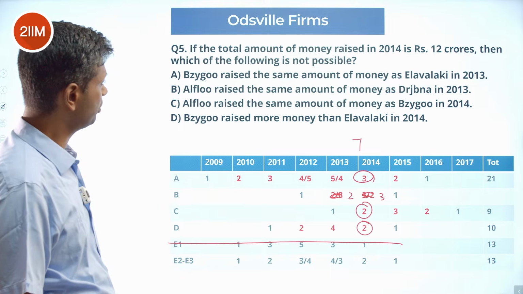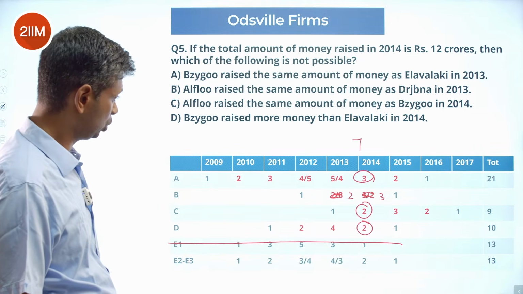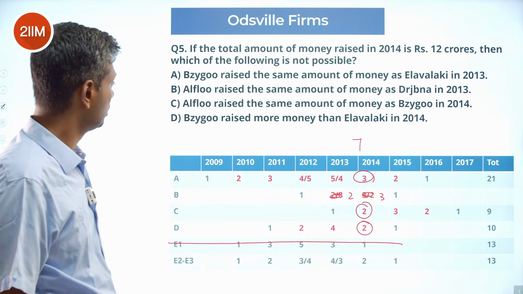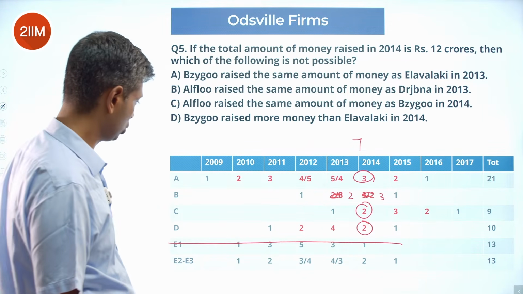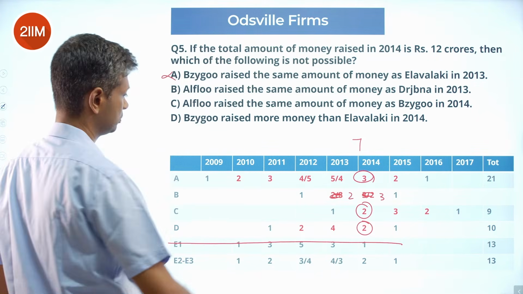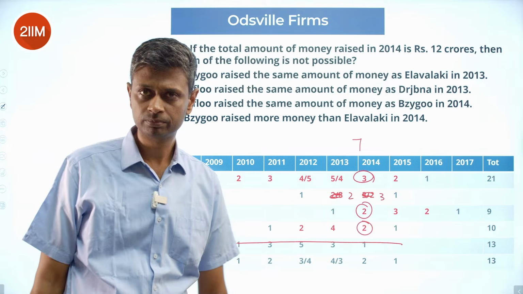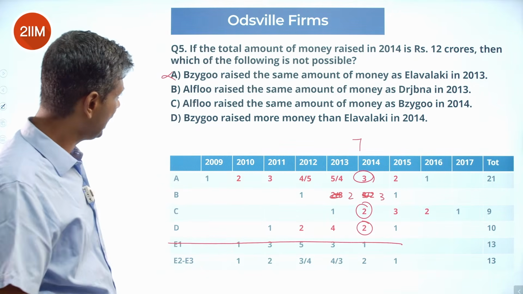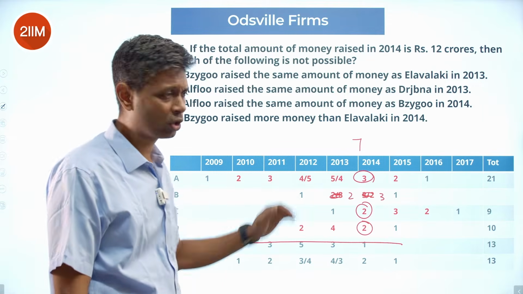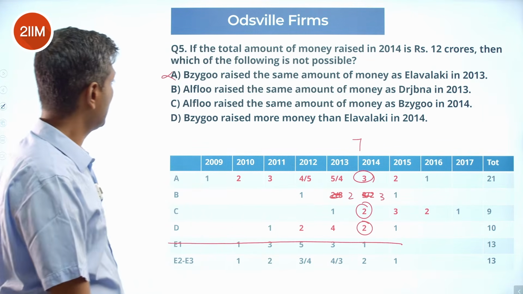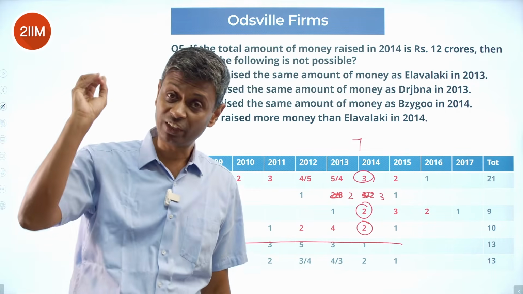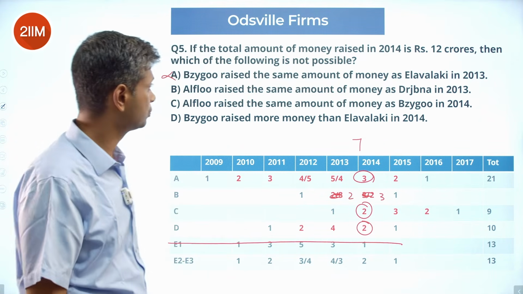Zygo raised the same amount of money as Yelavalaki in 2013. In 2013, which of the following is not possible? B and E, same amount in 2013. 2 and 3, that's not possible. This is 4 or 3, that is only 2, not possible. A raised the same amount of money as D in 2013. A and D could be the same, 4 and 4 is possible. A raised the same amount of money as Zygo in 2014. 3 and 3 indeed is definitely true, not even possible, definitely true.